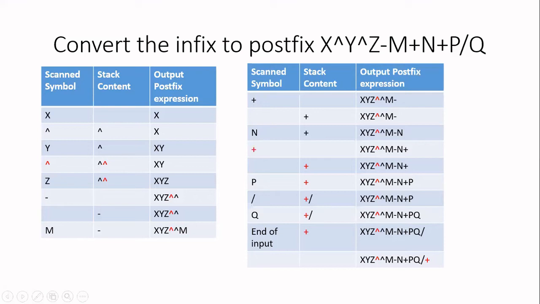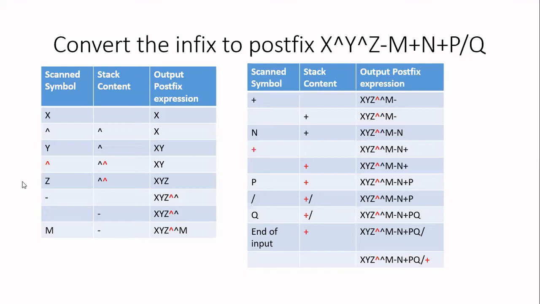So when you have two operators like this, you will be comparing the precedence. The precedence of both the exponentiations is the same. If they are the same, then you will go for associativity checking. Here exponentiation has right associativity. In case of right associativity, just now we have seen the precedence of the symbol on the stack is less than the precedence of the symbol currently you are scanning.